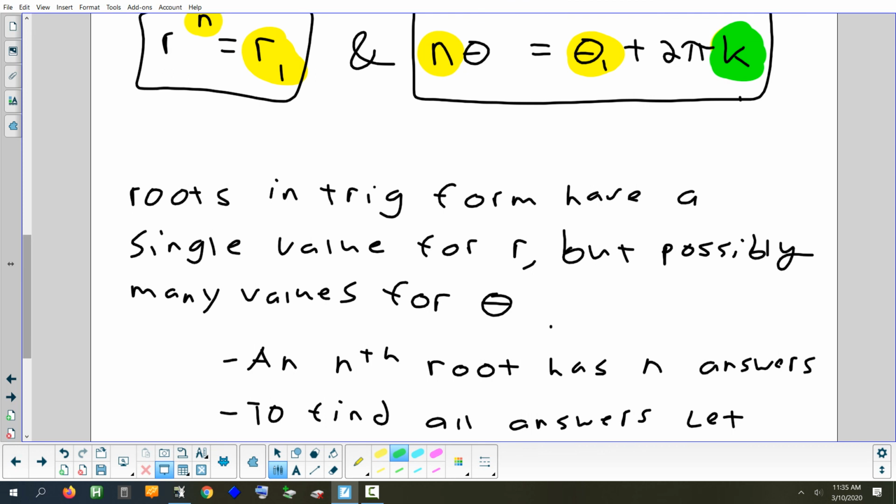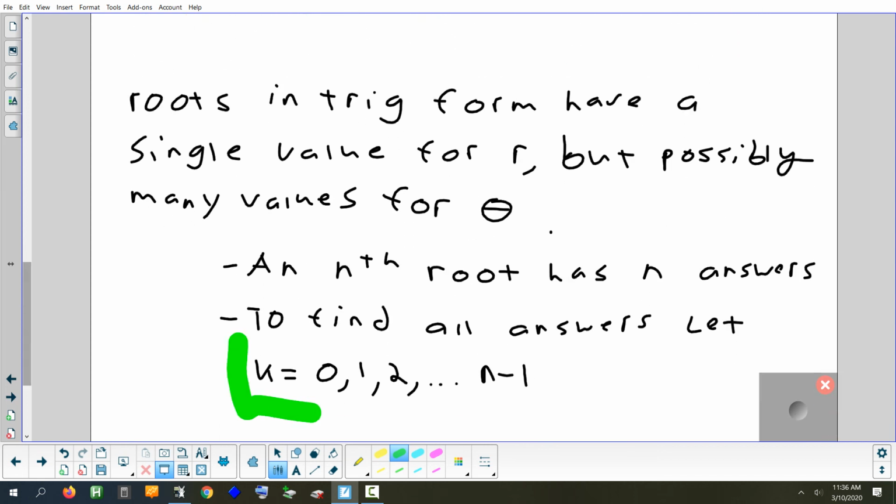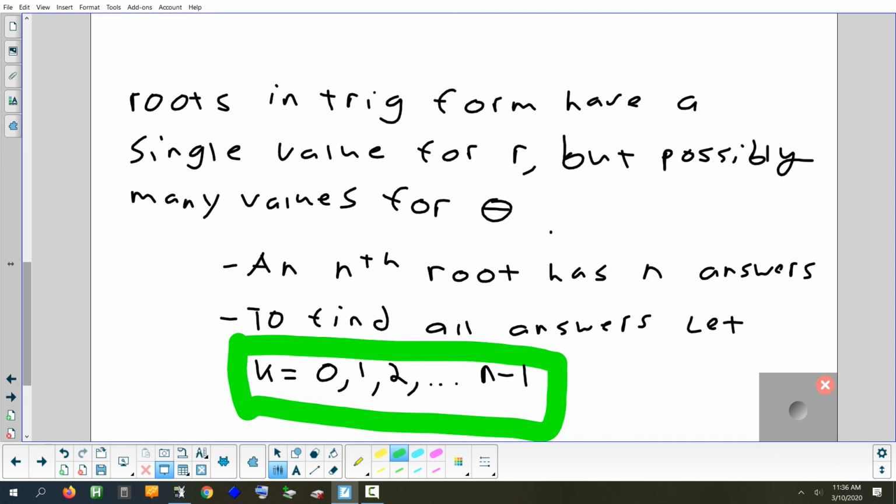So, in general, the rule is an nth root has n answers. Okay, we've already said that. So, to find all the different answers, you have to plug in a number for k. What numbers do you plug in? These numbers. You start at 0, and you plug in every number up to n minus 1. So let me show you what I mean.